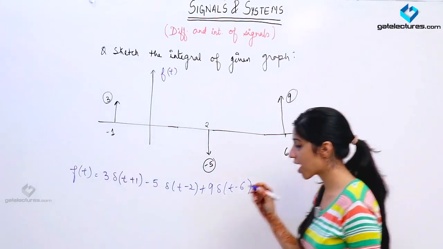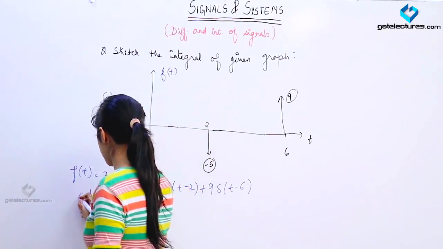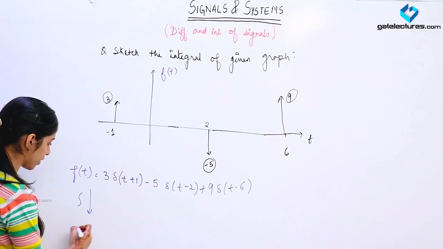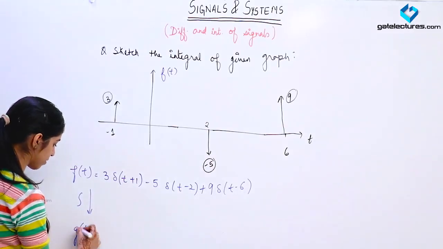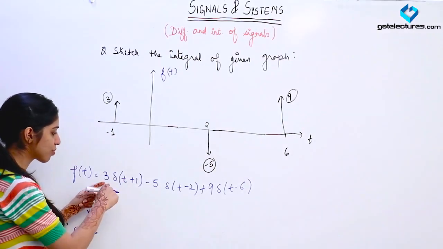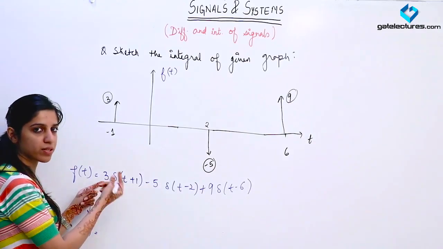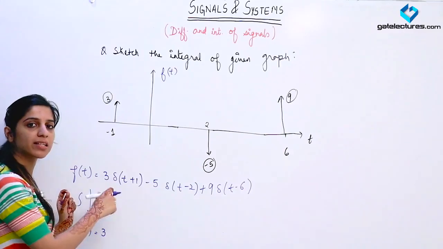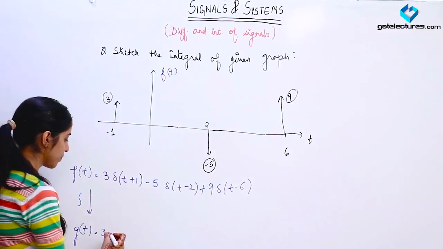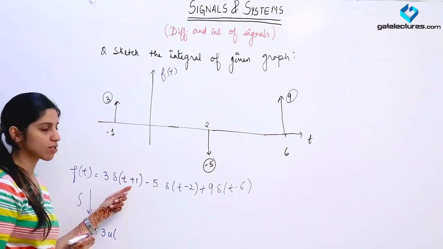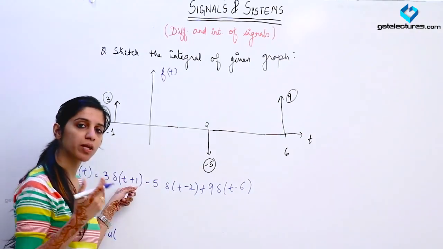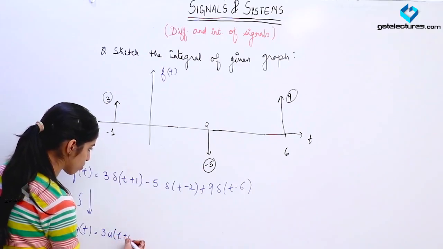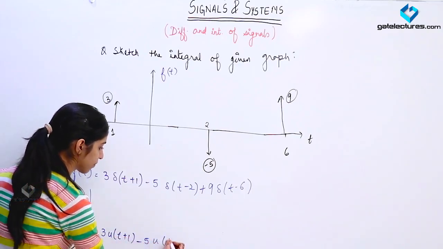Now see, if I try to integrate this, what is going to happen? Suppose I consider the result as g(t). The coefficient is going to remain the same, as it is a constant anyway. Integration of δ(t) is going to be u(t), the step function, and the point of existence of the impulse is going to become the point of existence of the step. So this is going to be a step at minus 1.